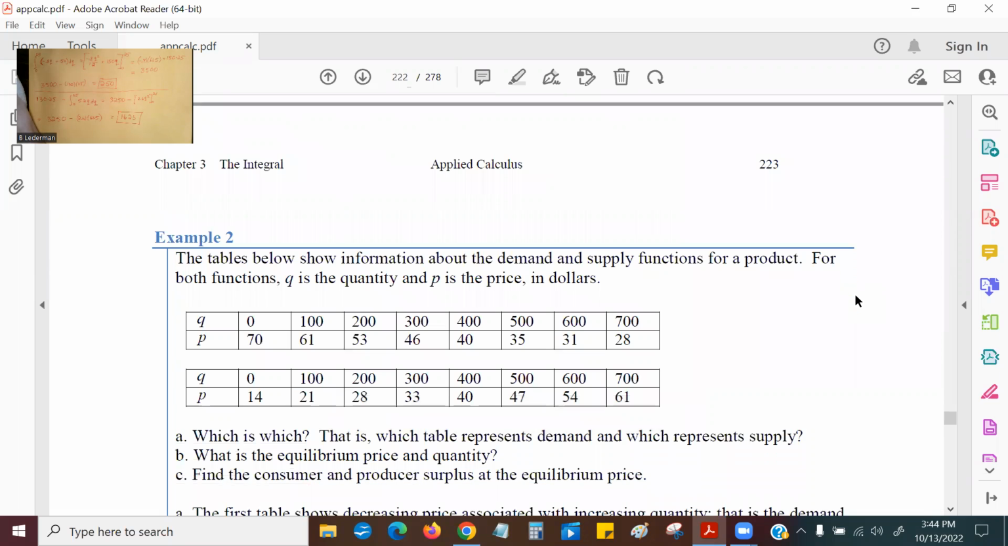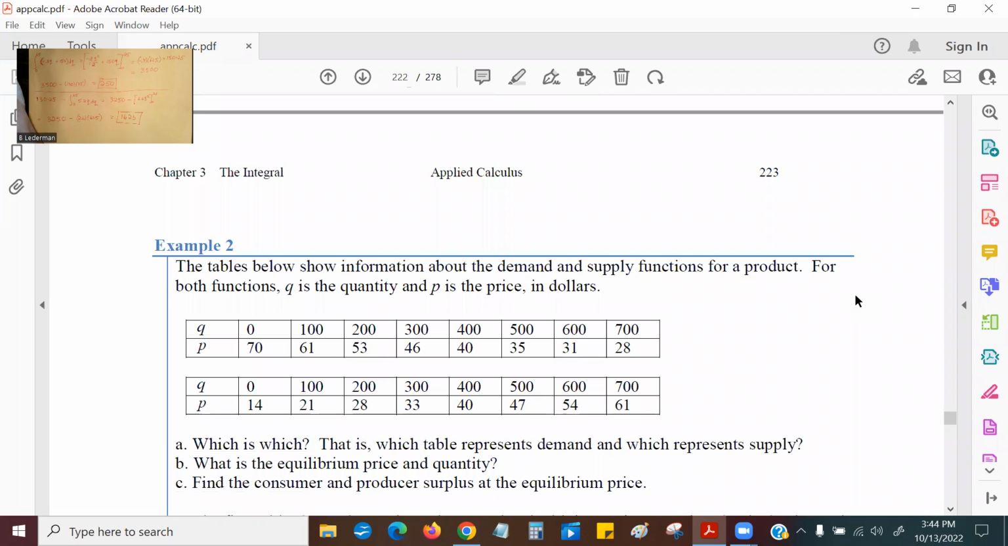Example 2. The table below shows information about the demand and supply functions for a product. For both functions, Q is the quantity and P is the price in dollars. So these are the different numbers here. Which is which? In other words, which table represents demand and which table represents supply? I have two tables here.